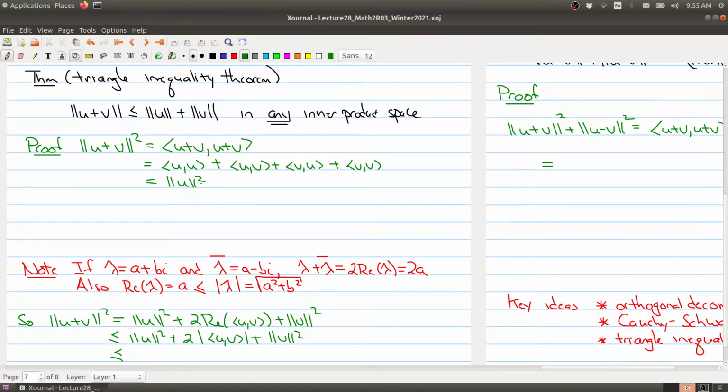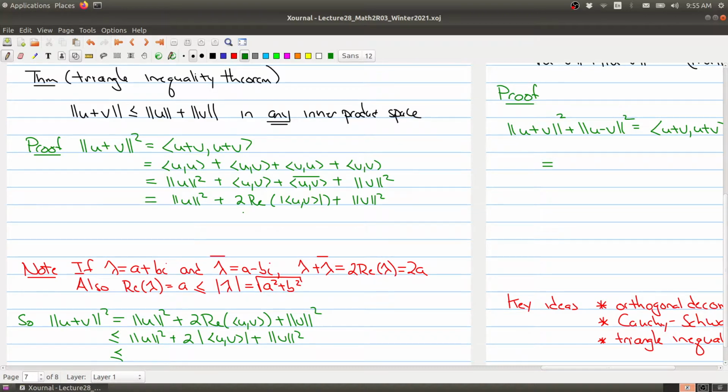The first term is the norm of u squared. The second term we'll leave as the inner product of u and v. The next term, we can switch it around, but we can take the conjugate of that term. And then the last term is the norm of v squared. And I claim that this is then equal to the norm of u squared plus 2 times the real part of the inner product of u and v plus the norm of v squared.